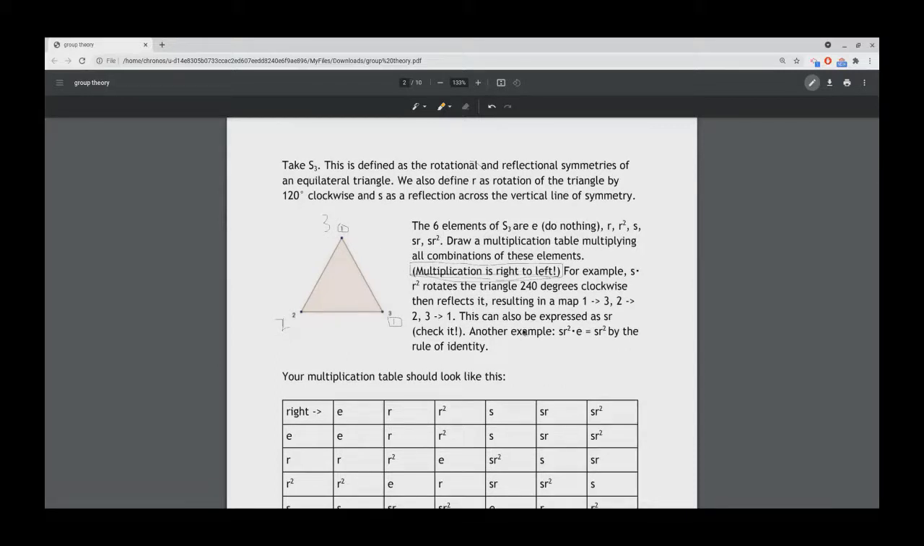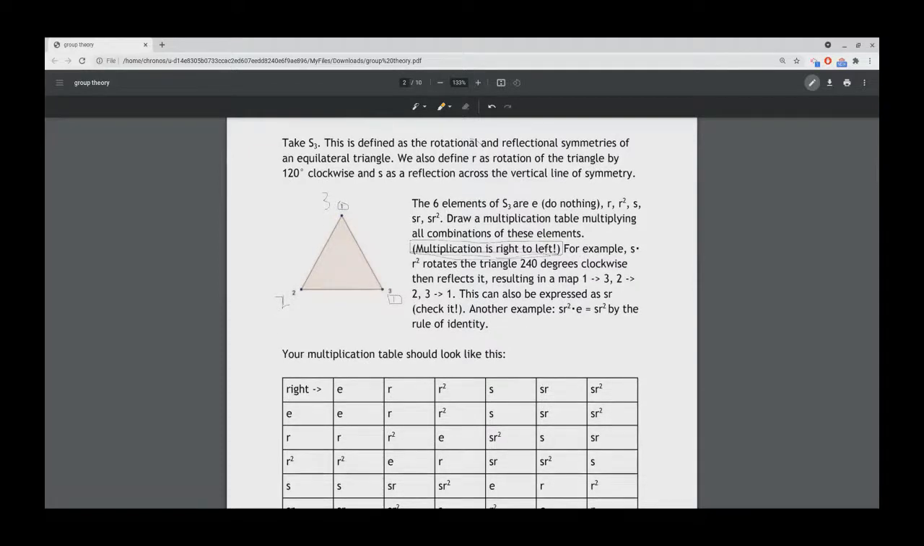Shoot, I think it's SR squared that is equal to RS. So I made a mistake here. This is actually supposed to be RS, where S comes first. So what I mean by that is the 3 goes here first, and then it gets rotated up here. 2 reflects here and then rotates there. And then 1 is reflected, which does nothing, and then rotates here. You see what I mean?